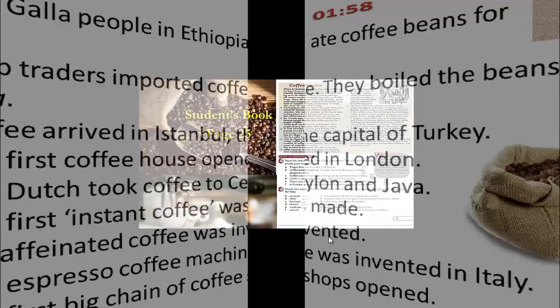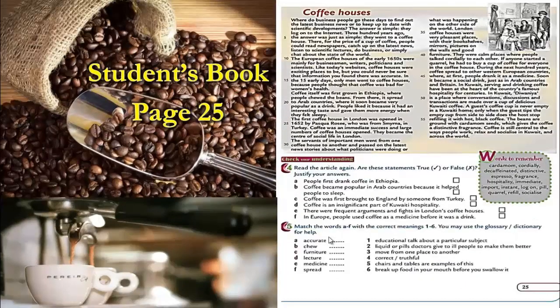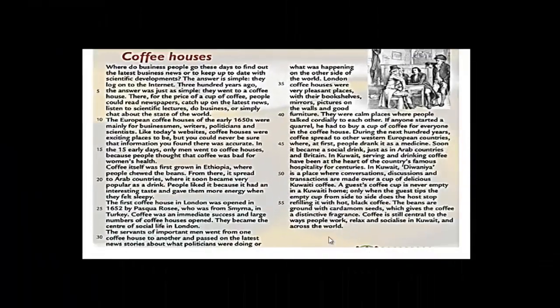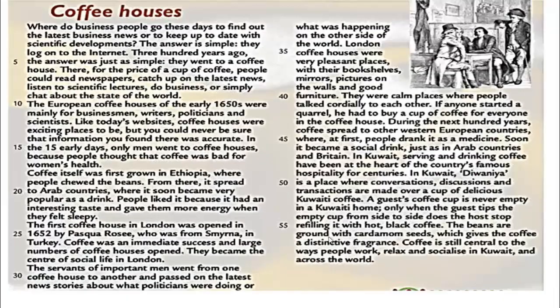Okay, let's move to student book, page 25. Read the article about the history of coffee houses. As you read, find the answers to these questions. First question, who opened the first coffee house in London? What kind of people went to coffee houses at first? Let's read the article, then answer these questions.